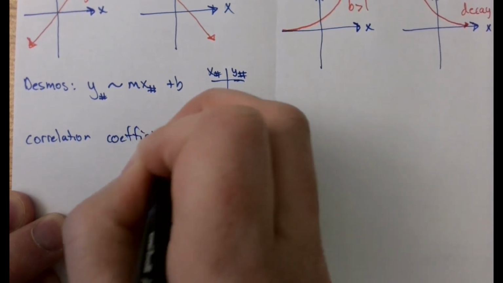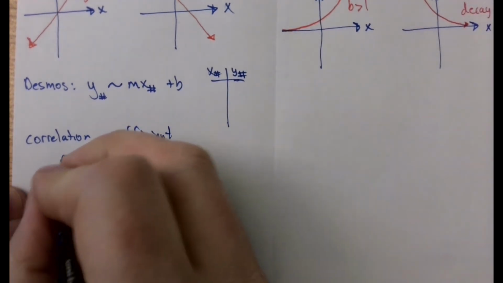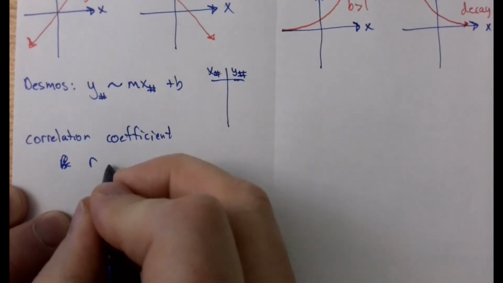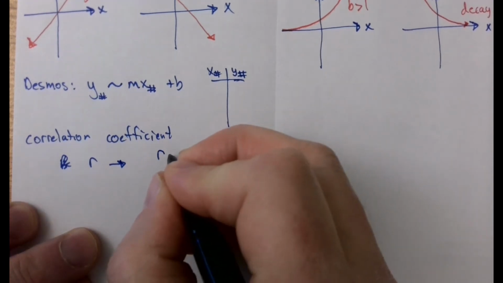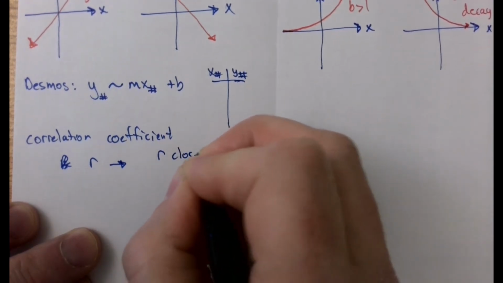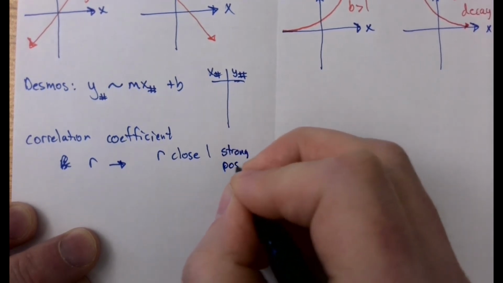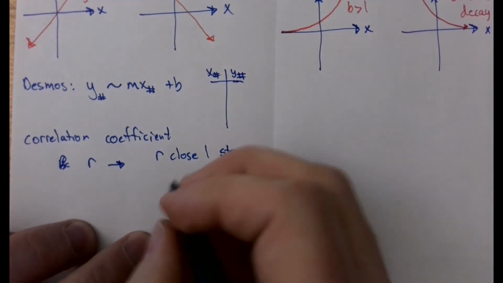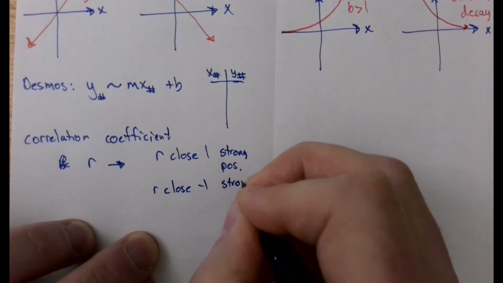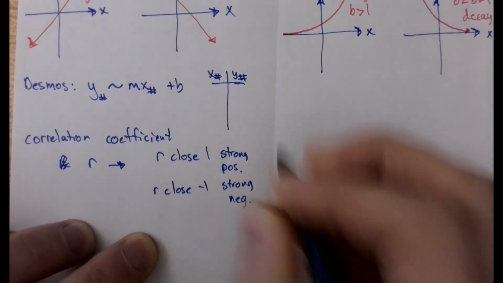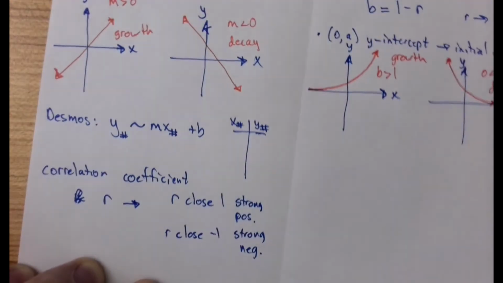This correlation coefficient, capital R or lowercase r, I think Desmos does lowercase r, you interpret it by looking at a value. R close to 1 is a strong positive correlation, meaning that's a good fit for the model, and R close to -1 is strong negative, also a good fit for our model. So this would have negative R's, this would have positive R's.